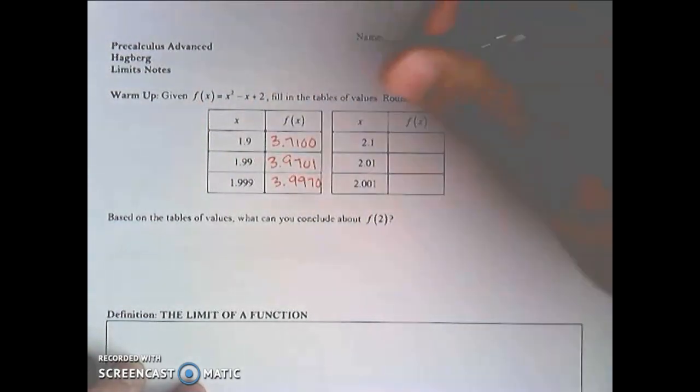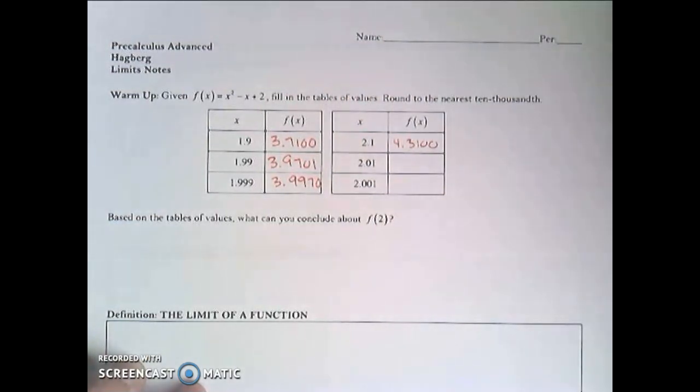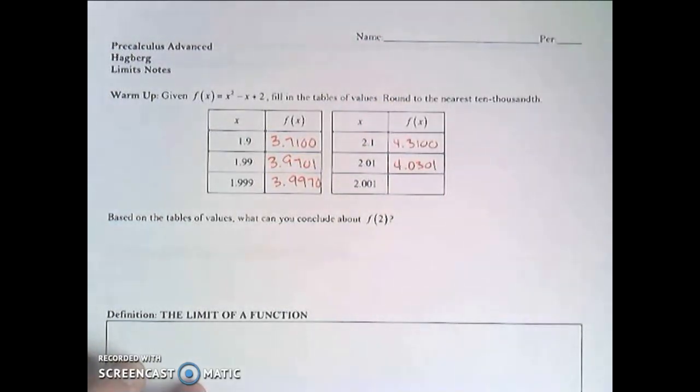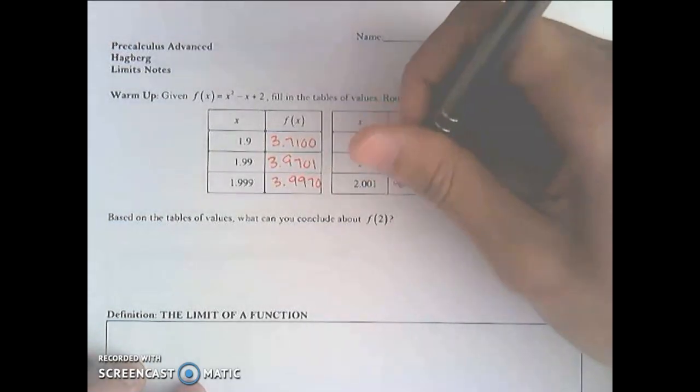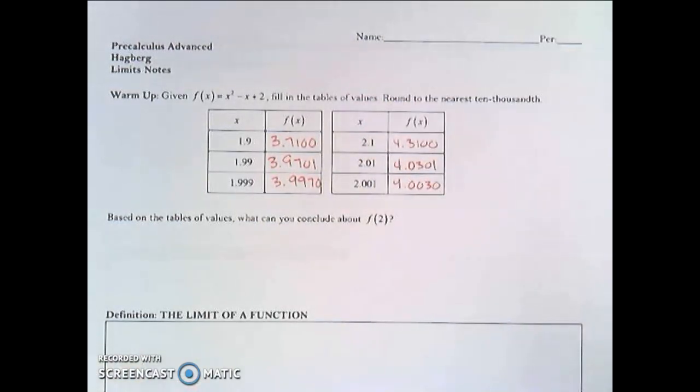Plugging in 2.1, we have 4.3100. Plugging in 2.01, we have 4.0301. And plugging in 2.001, we have 4.0030. And then based off of this table of values, what can we conclude about f of 2?